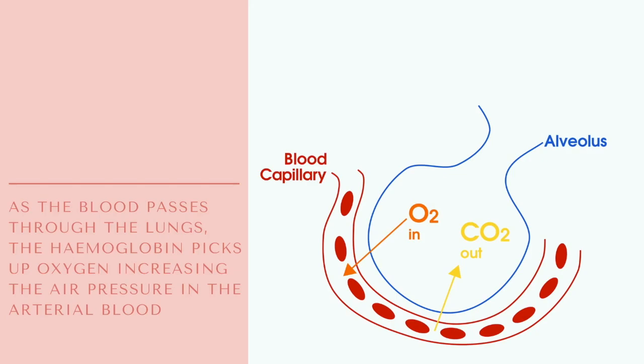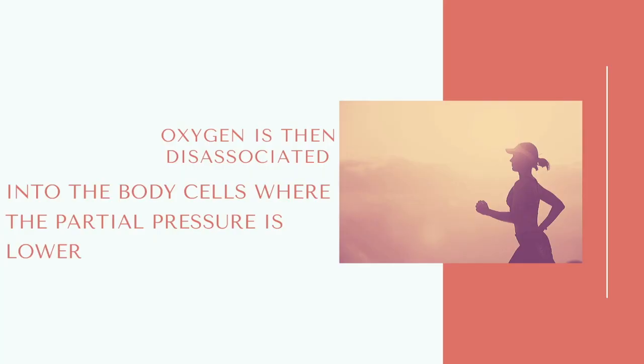As the blood passes through the lungs, the hemoglobin picks up oxygen, increasing the air pressure in the arterial blood. Now we're going to get into this in a bit more detail in the final unit, but this is gas exchange in a nutshell. Oxygen goes from alveoli into bloodstream, and carbon dioxide goes from bloodstream into alveoli ready to be exhaled. The oxygen is what's called dissociated.